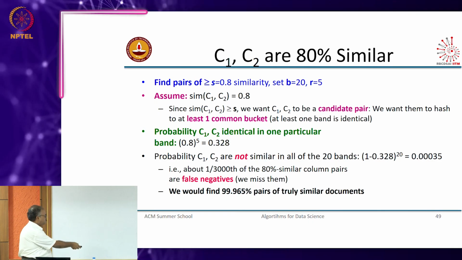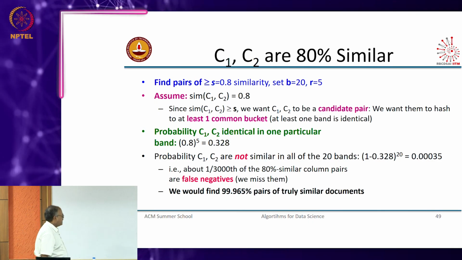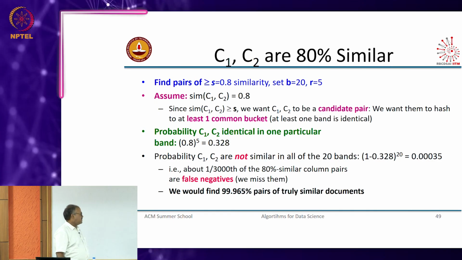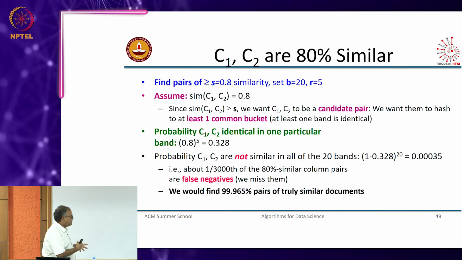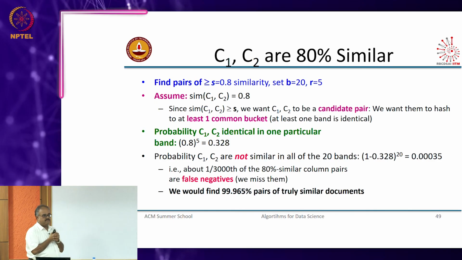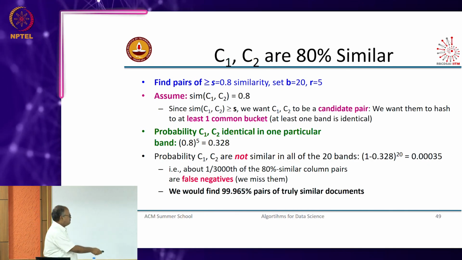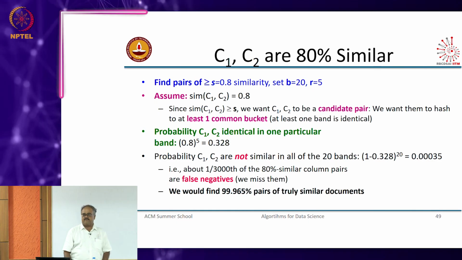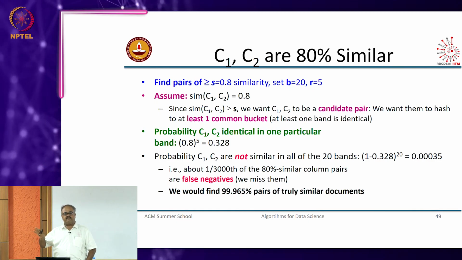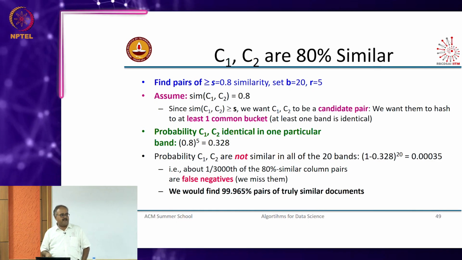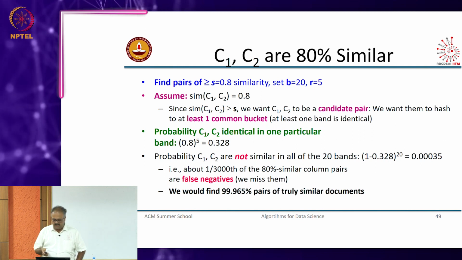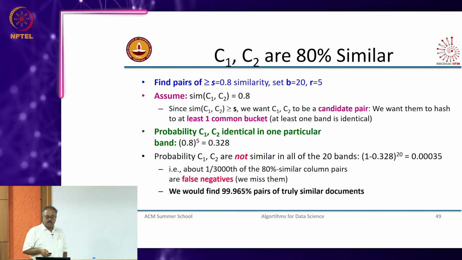So, basically it comes back to 99.965% of the pairs of truly similar documents we will catch, okay. There will be a few false negatives, and I can work out the probability of that. So, it is okay, there are a few false negatives. I know I told you that we would completely miss them, we would not get them. So, what about false positives?